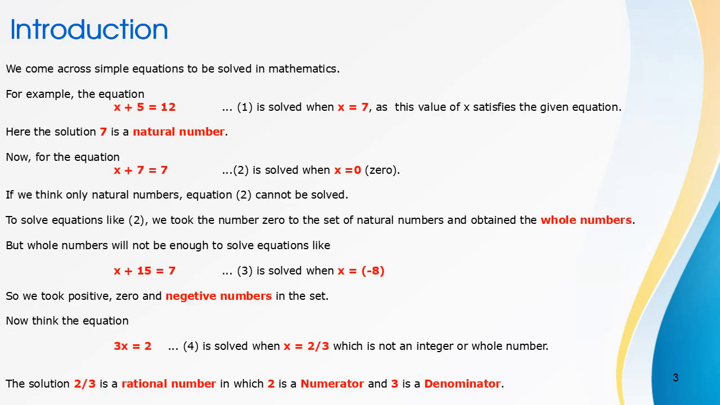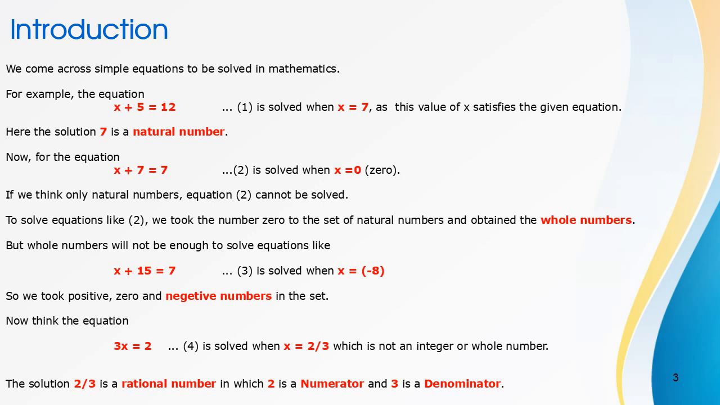We come across simple equations to be solved in mathematics. For example, the equation x plus 5 equals 12 is solved when x is equal to 7, as this value of x satisfies the given equation. Here, the solution 7 is a natural number. Now for the equation x plus 7 is equal to 7, which is solved when x is equal to 0. If we think only of natural numbers, equation 2 cannot be solved.